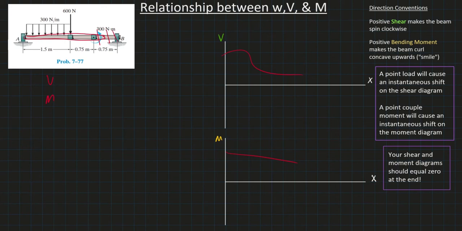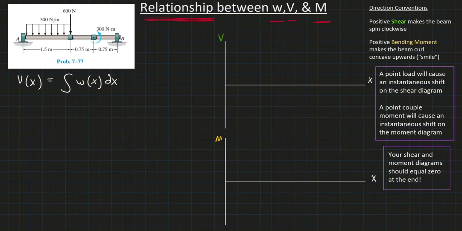But there's actually a quicker way to figure out the shear and bending moment equations. And this is made possible because we have these relationships between W, our distributed loading, V, our shear, and M, our bending moment. And these relationships are this. My shear equation, my V as a function of x, is going to be the antiderivative of my distributed loading function.